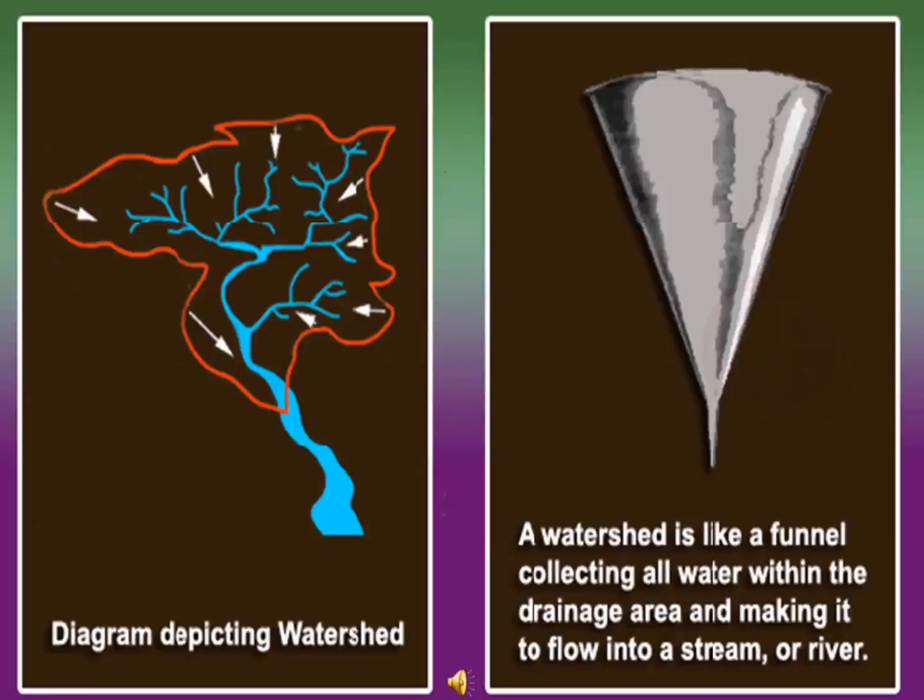Watershed is a geographical term, meaning an area that drains rainwater into a single river or stream. Also, a watershed area is a ridge or dividing line between basins of different streams. In other words, a watershed is like a funnel top, collecting all water within the drainage area and making it flow into a stream.